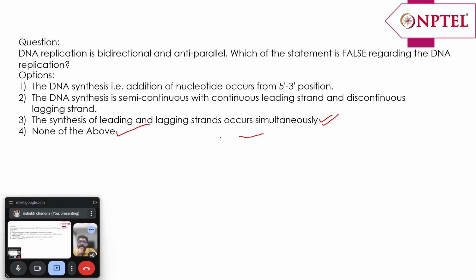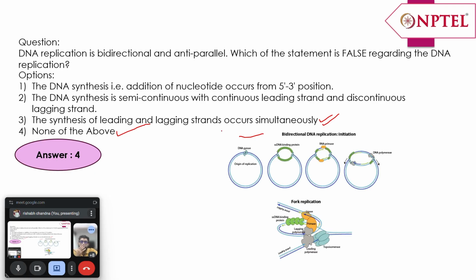So the correct answer is option 4, that is none of the above. All the options stated here are correct. How? This is an example of the initiation of replication in prokaryotes. DNA synthesis, that is addition of nucleotides, occurs from the 5 prime to 3 prime direction. So yes, this is correct.